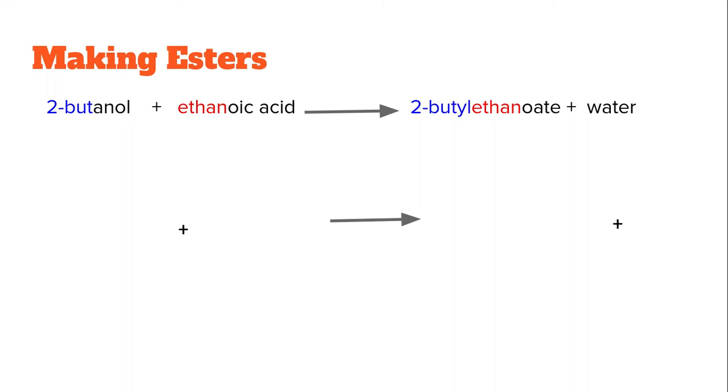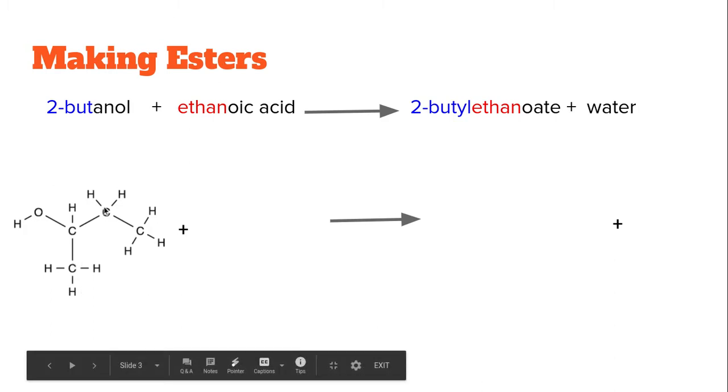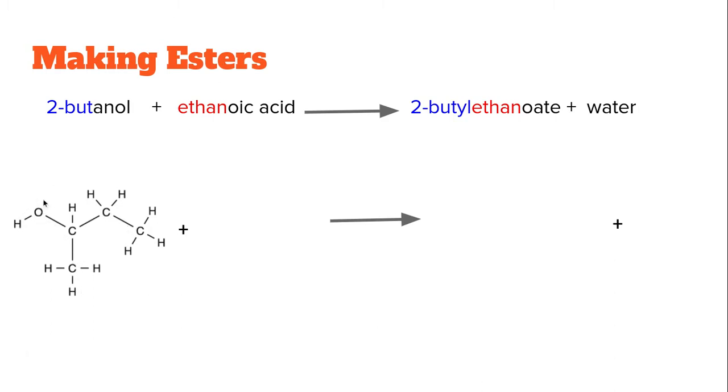2-butanol. But means 4, and we've got the alcohol group on the second carbon. All single bonds, and we've got this OH alcohol group there. The hydroxyl group is there. Ethanoic acid, again, carboxylic acid group. Eth means 2 carbons and single bonds. So there's the single bond. Here's my carboxylic acid group.